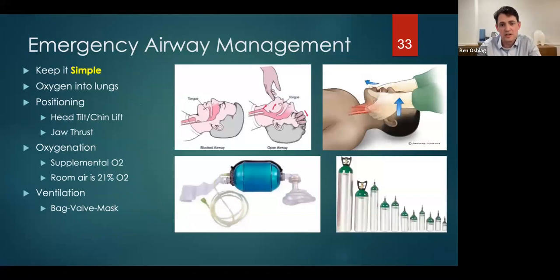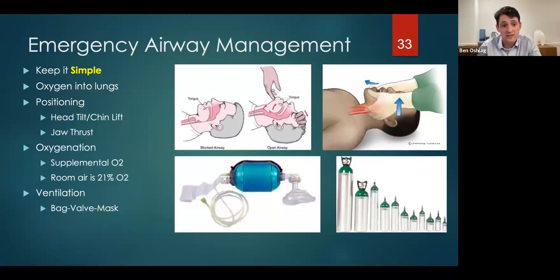You need to get oxygen into the lungs, because if they're not breathing, they're not doing that for themselves. So the number one easiest thing to do, the first thing to do, is head positioning. The most common obstruction for an airway is the back of the tongue. You can see in the picture there, when the chin is brought forward, the tongue can collapse against the back of the throat and can close off the airway. So a simple head tilt chin lift, or a jaw thrust if you're concerned about cervical spine issues, can help open up that airway. And even just that can get some people breathing again.